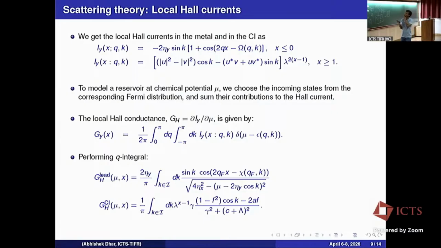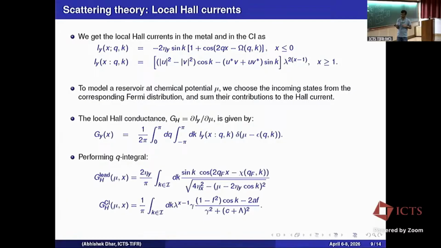Now we have to integrate over all the allowed states, so all states on the Fermi surface. The states are labeled by Q and K, the two momenta. Q goes from 0 to pi because you can only have right movers, and K is, of course, minus pi to pi. So you integrate over all these momenta, and after doing some work, you get the Hall conductance in the leads, in the metal, and in the insulator.